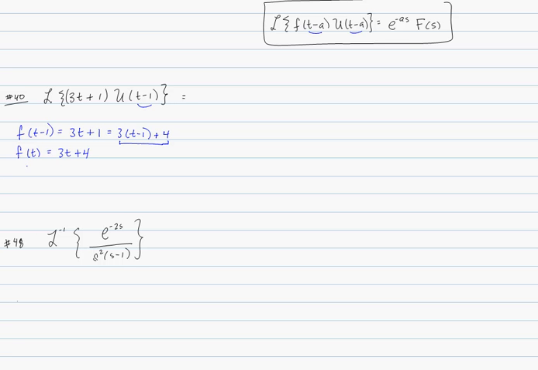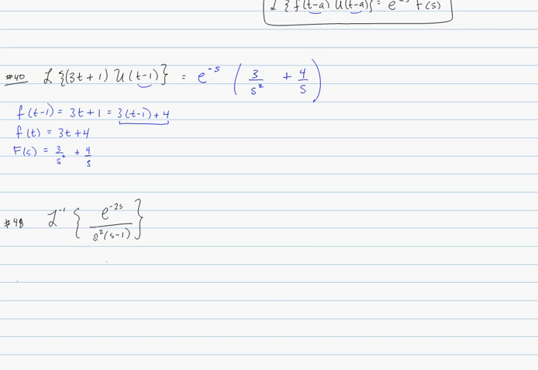So that I can find f of s, the Laplace transform of f of t, and that gives me 3 over s squared plus 4 over s. And so now I can use this formula here. I get e, a is 1, so e to the minus s, and then f of s, which is 3 over s squared plus 4 over s.